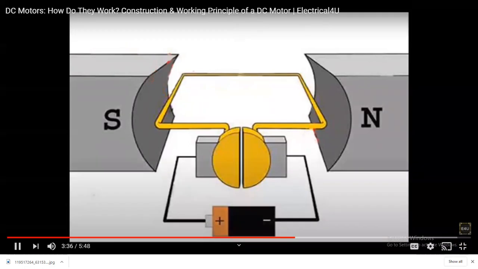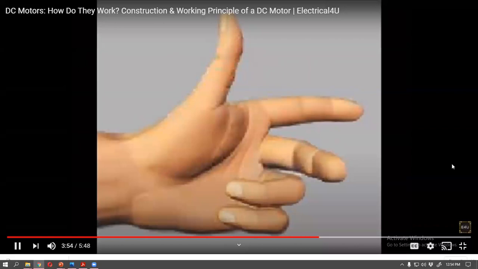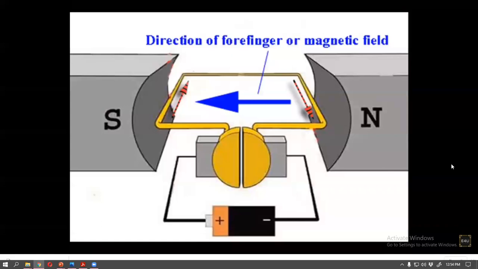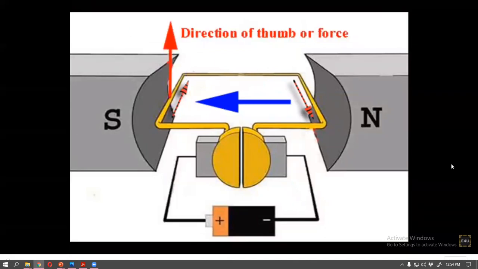At that position, again mechanical force acts on the conductors, whose direction can again be determined by applying the same Fleming's left-hand rule. Let's do that. For that, again, we have to stretch the forefinger, second finger, and thumb of our left hand at right angle to one another. With that, if the forefinger is aligned along the direction of magnetic field, that is from North Pole to South Pole, and the second finger or middle finger is aligned along the direction of current in the left side conductor, then the thumb indicates the direction of mechanical force. This is clearly upward here.